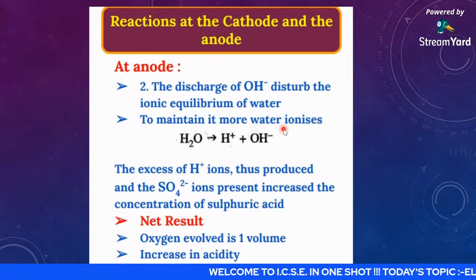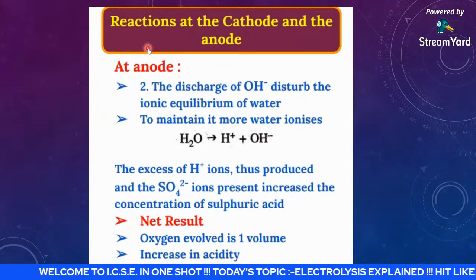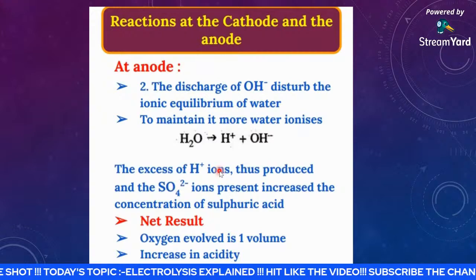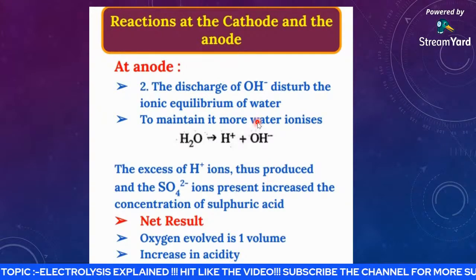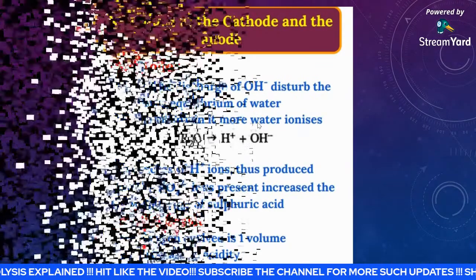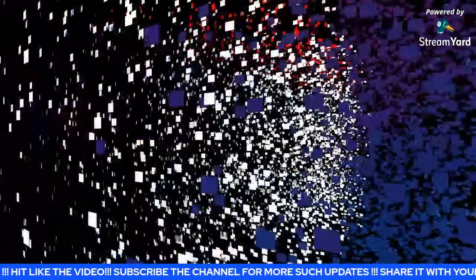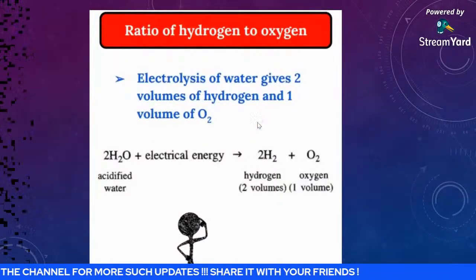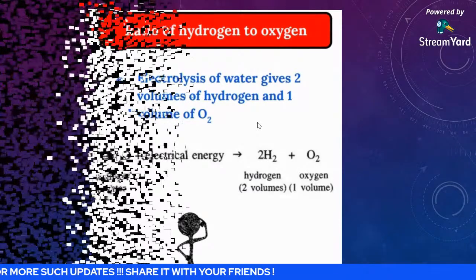One more question that comes is why there is an increase in the acidity at the anode. At the anode, acidity is increased because of the SO4 2- and H plus ions. They are abundant. Now the ratio, as I said, is 2:1 volumetric ratio. Read that carefully.